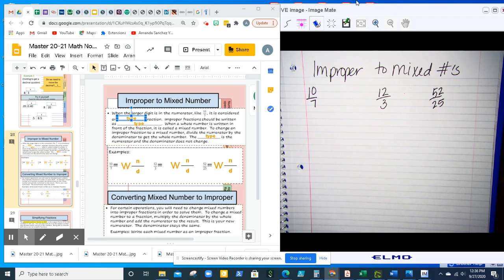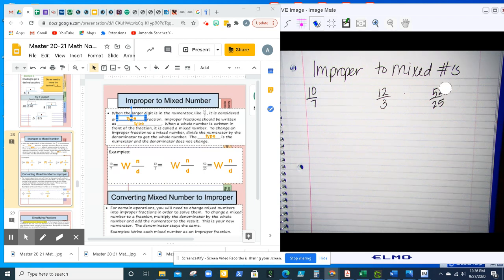Today you are going to go over some fraction concepts that you probably learned last year. These will help you prepare for tomorrow, which is we're going to be starting multiplying and then we're going to go into dividing fractions. So some of the concepts we're going to do today are converting improper to mixed, mixed to improper, and simplifying.